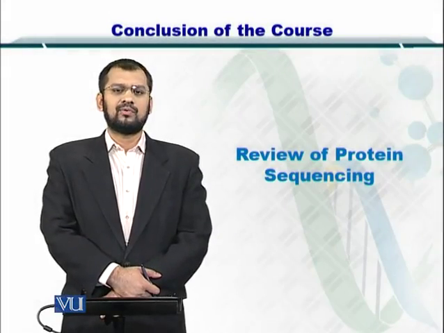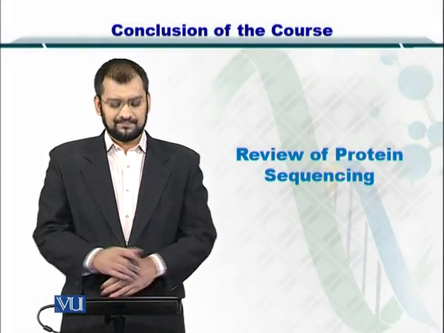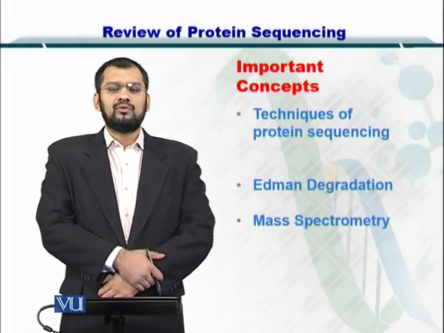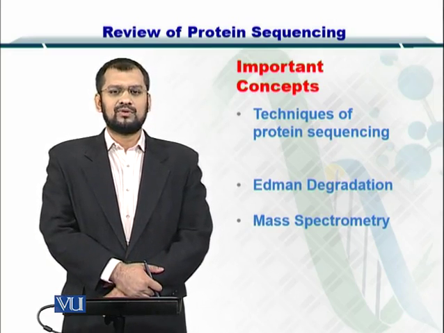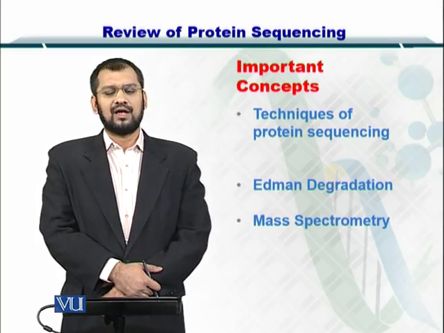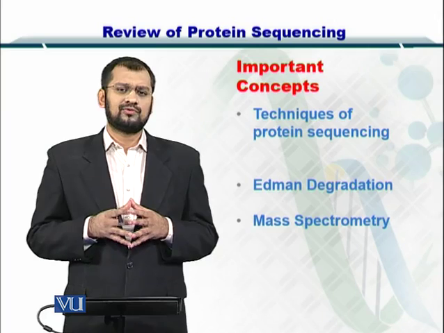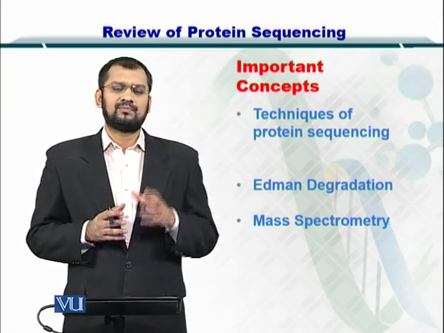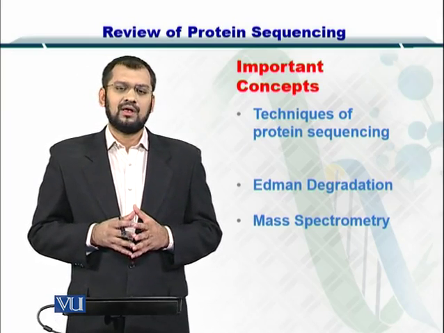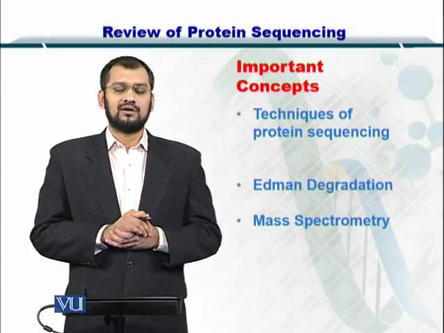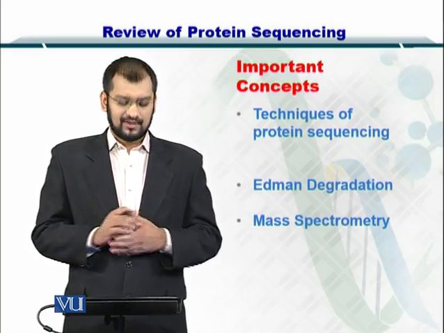Dear students, in this module, I'm going to review with you the protein sequencing chapter. You know that the two techniques that are commonly employed in protein sequencing include the Edman degradation and mass spectrometry. Edman degradation was useful for sequencing smaller length proteins, such as proteins with about 40 or 50 amino acids. But for proteins which have a much longer length or large proteins, you would want to use mass spectrometry.